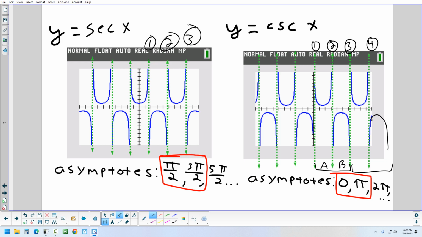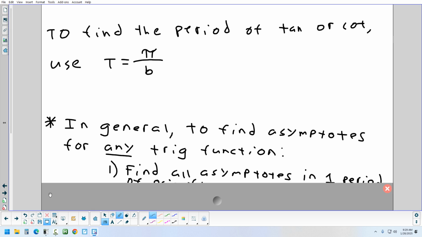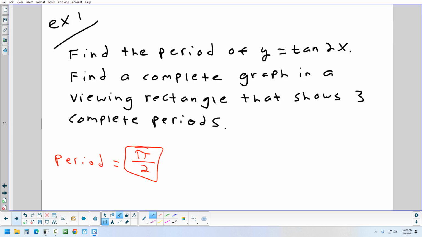And that's what I'm going to give you a chart for. So I'm going to give you a chart that breaks down tangent, cotangent, secant, cosecant, where the original asymptotes are, and then how you find the new ones. How you find the new ones, I kind of started to show you right here. Okay, so I'm going to come back to that in a second.